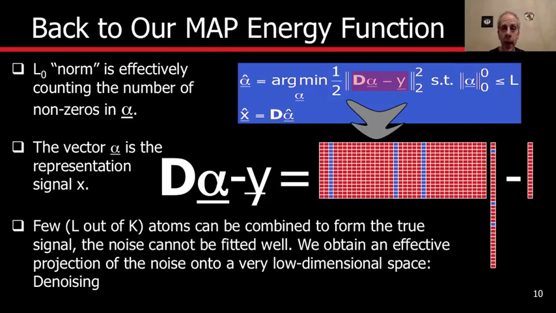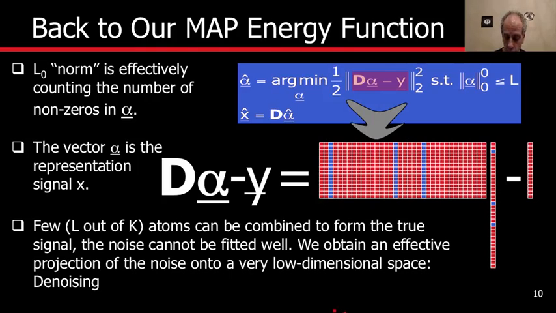Now, what we have obtained is a very low dimensional representation of our signal and a low dimensional approximation of Y. And the idea is that if we reduce the dimension of Y, basically we're getting rid of the noise, because we are not allowed to use all the atoms, we're only allowed to use very few, projecting the signal into a low dimension and therefore reducing the noise.